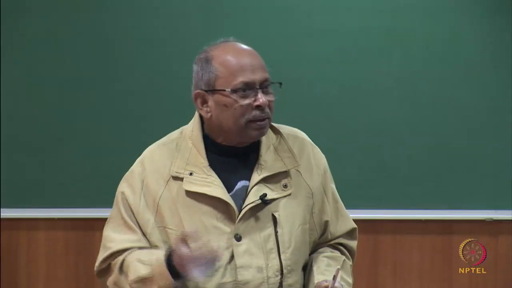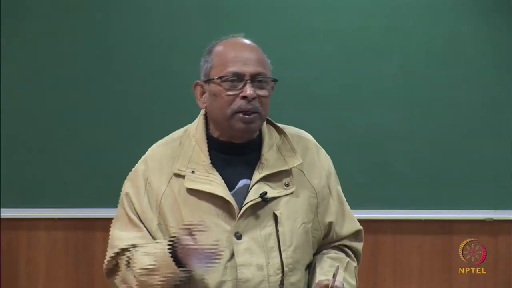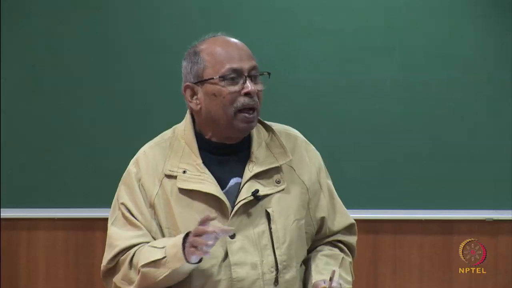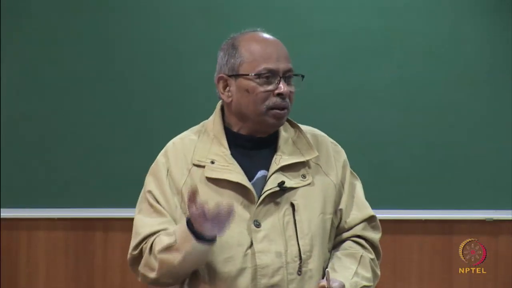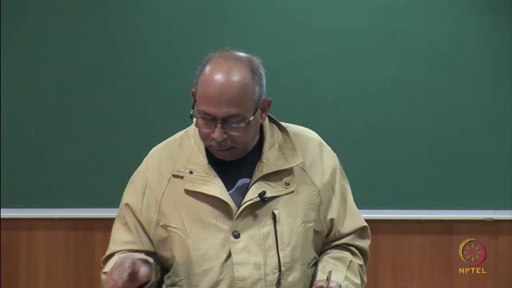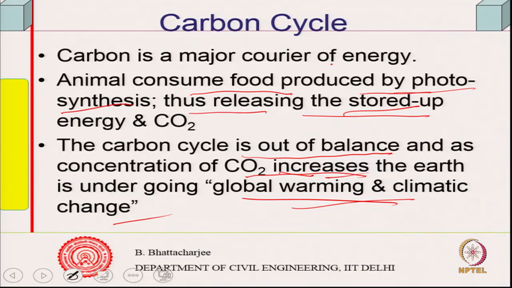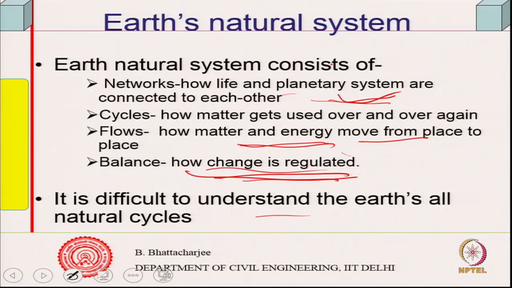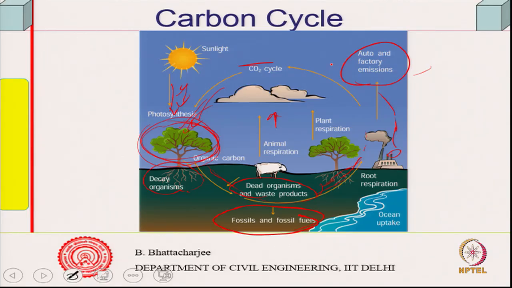There should be a periodicity: every year, whatever you get, you must consume only that and not more than that, and you do not generate excess waste of this kind. This is related to Earth's natural system. We should not create disbalance. If you create disbalance, then of course this will have its own consequences.